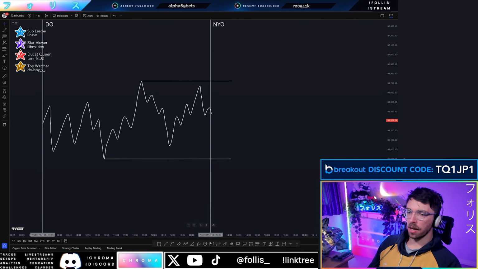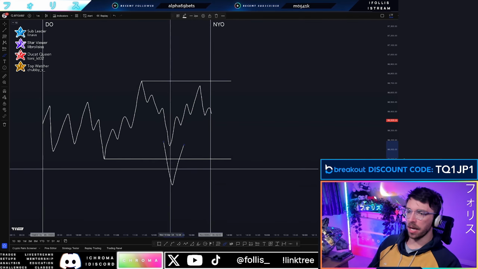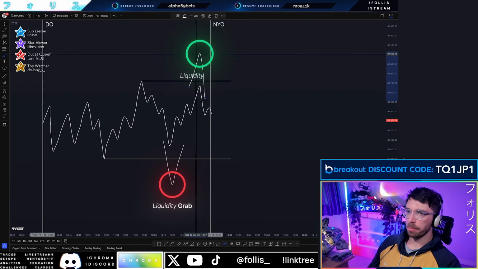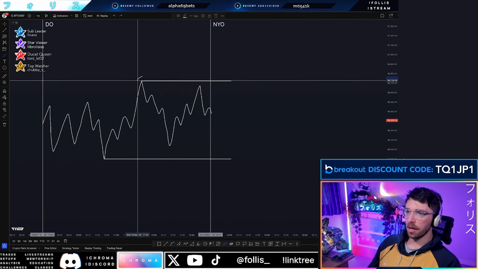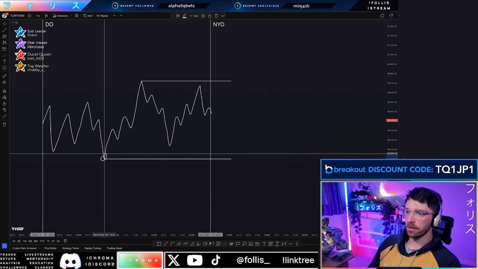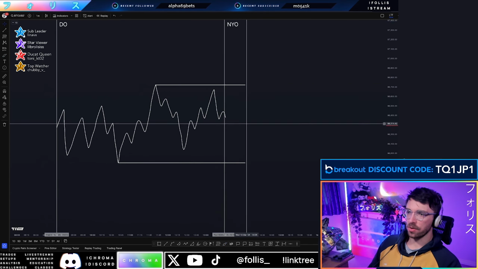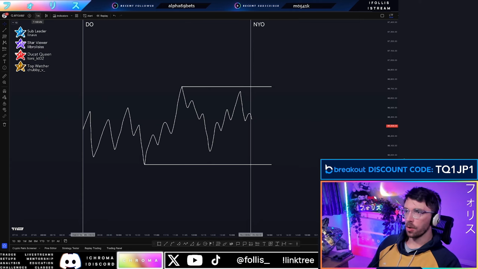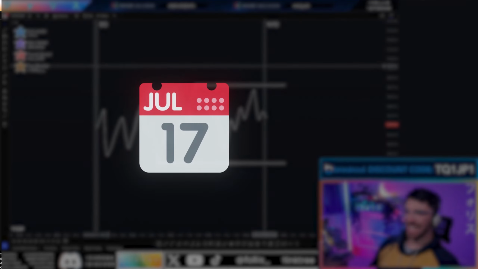That's important. Realistically, you don't want big drops down to take liquidity or big pumps to take liquidity. You want a relatively good amount of liquidity either side of the range. At that point, you also want to be pulling your daily profile.